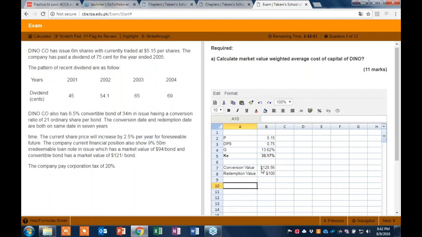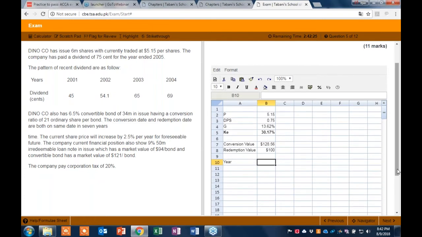So now let's calculate the cost of debt. For cost of debt, you know that we need to calculate IRR in the same way as we used to calculate IRR in the investment appraisal question. For that, we need to use the columnar approach here, cash flows. From year 1 to 7, it will be the amount of interest, which is 6.5% per $100, which will be $6.5.